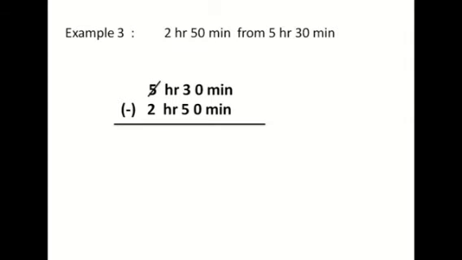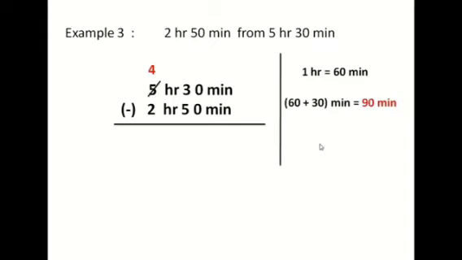Here I am borrowing 1 hour, so it will become 4. You know 1 hour means 60 minutes. I will add that 60 minutes with this 30 minutes. So how much will it be? 60 plus 30 equals 90 minutes. What have I done? I have borrowed 1 hour. 1 hour means 60 minutes. That 60 I have added with 30 and it became 90. I hope you are clear.